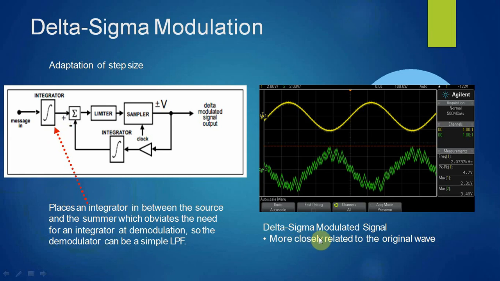In case of the delta sigma modulation, the signal is more closely related to the original wave. If you observe, this is the original signal and here is the output of the delta sigma modulation. The output is more closely related to the information bearing signal, meaning obviously very little noise is generated compared to the delta modulation.